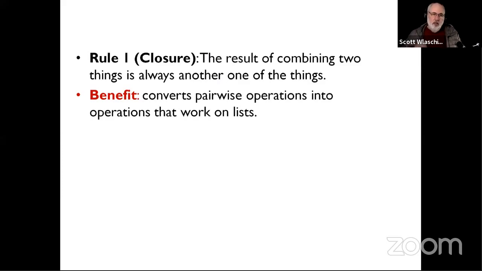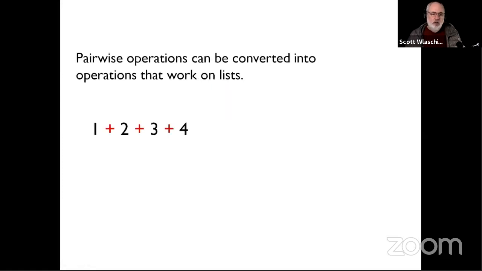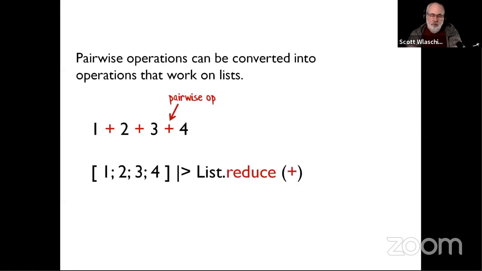Well, the first thing: when you add two things, you get another one of the same kind. That's a way of turning a pairwise operation into something that works on a list, right? So, for example, if I want to say 1 + 2 + 3 + 4, that's a pairwise operation. Now, in a monoid, the way of applying it to a list is called reduce. So I can take a list of things and apply plus to every single element, and that's called reducing using plus. So I can work on an entire list, okay?